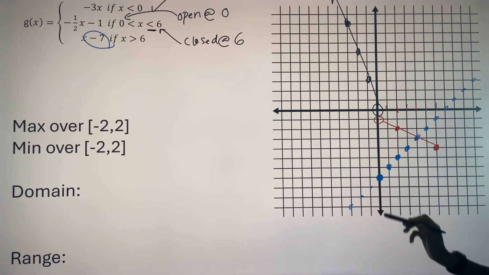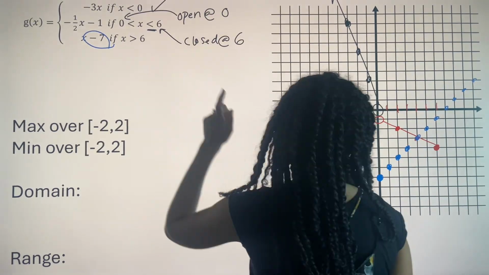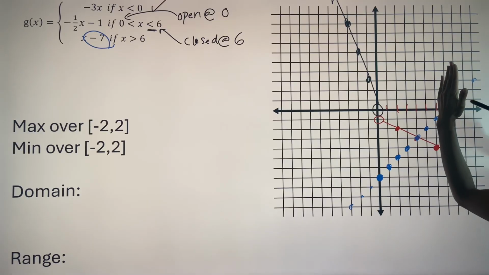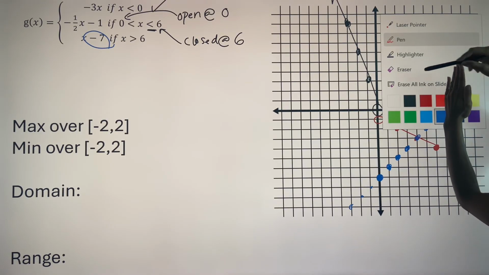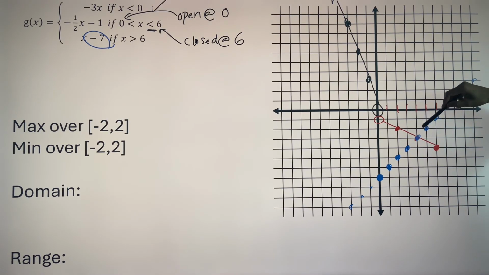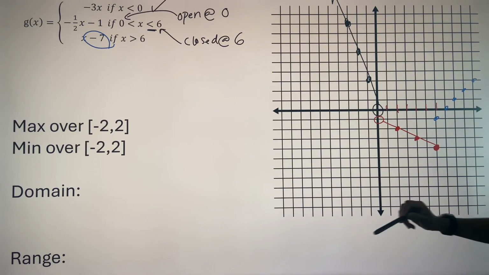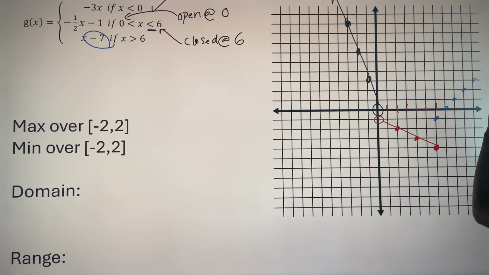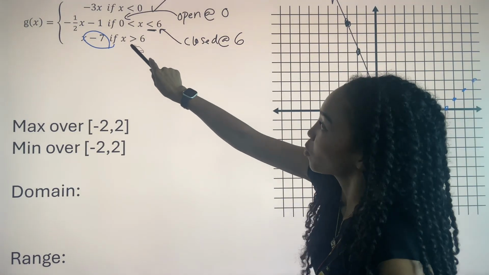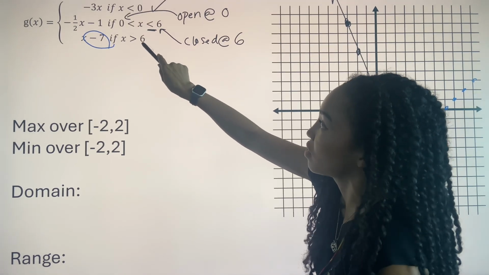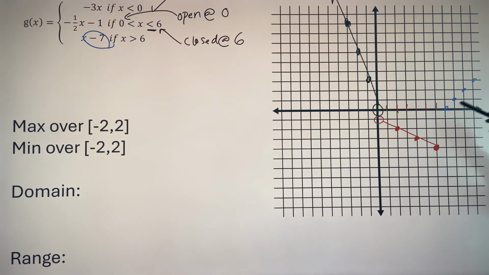Okay, but they only want values that are greater than 6. 6 is right here. I just want the side that's greater than 6. So I'm going to erase all of these. I don't need those. I just want greater than 6. And this is going to be an open circle because there's no equal sign on the 6. So I'm going to change this circle to be open. And this is the line.